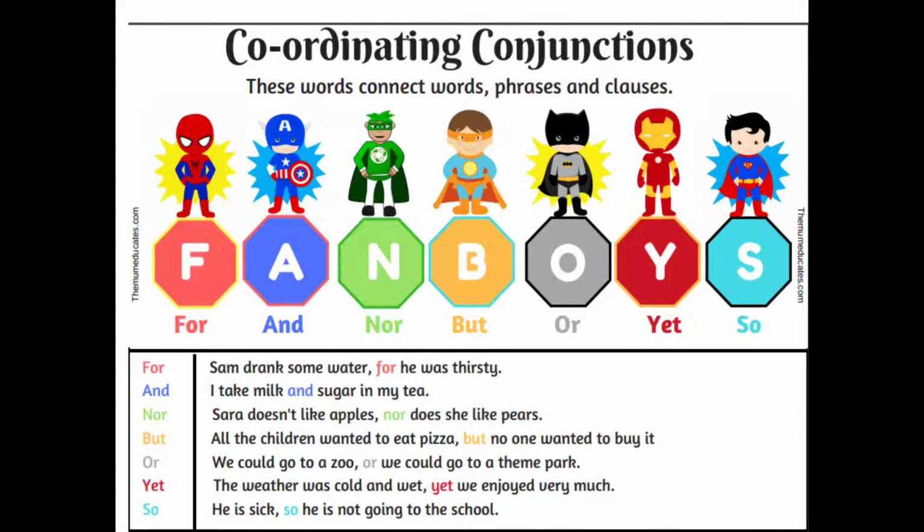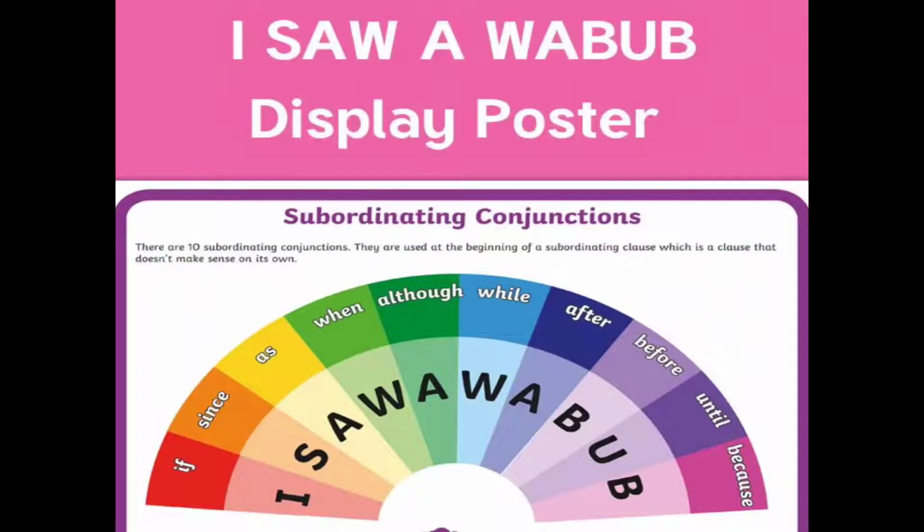For coordinate conjunctions you have to learn FANBOYS, and for subordinate conjunctions you have to learn I SAW A BABOB. Once again we will learn I for if, S for since, A for as, W for when, A for although, W for while, A for after, B for before, U for until, B for because, right? So this is a very easy thing to learn, right?